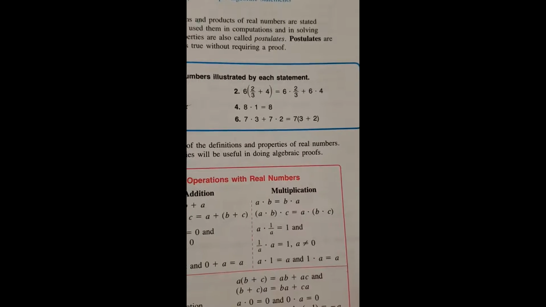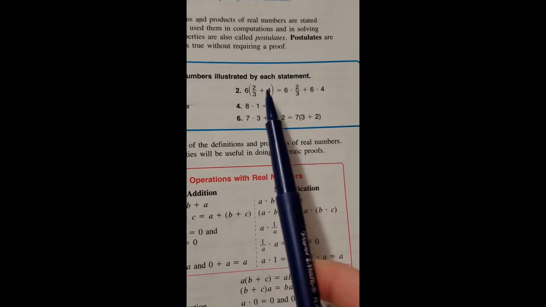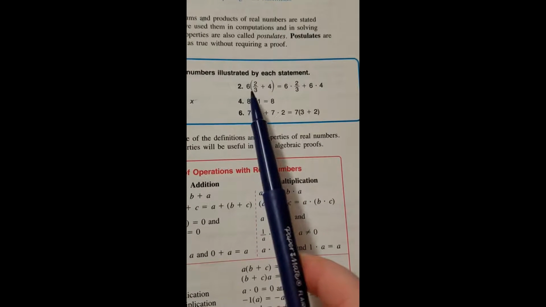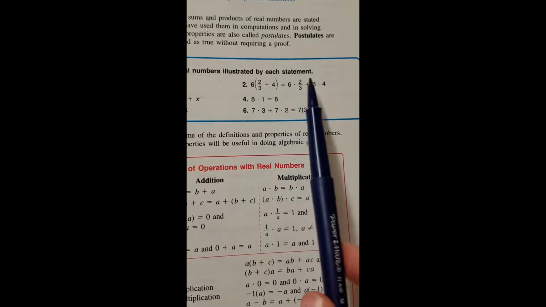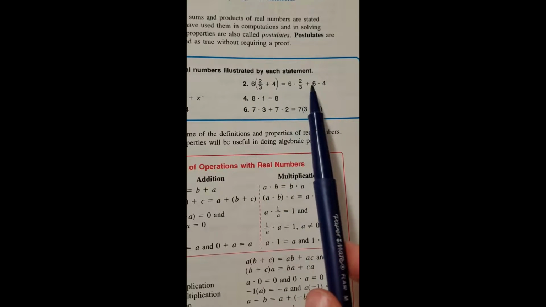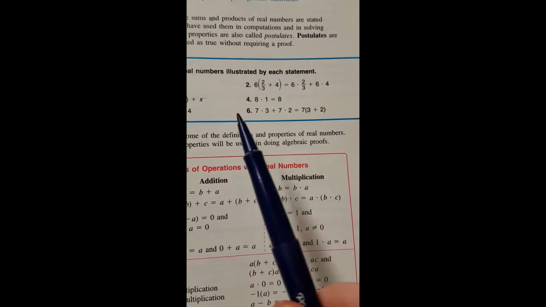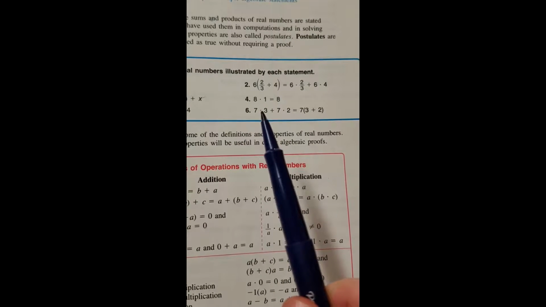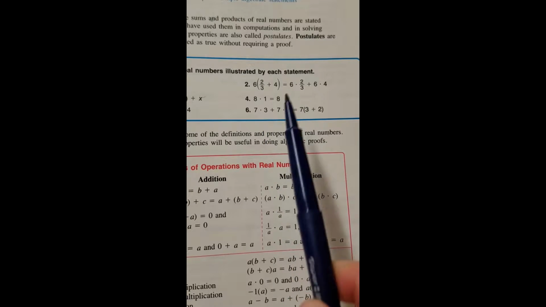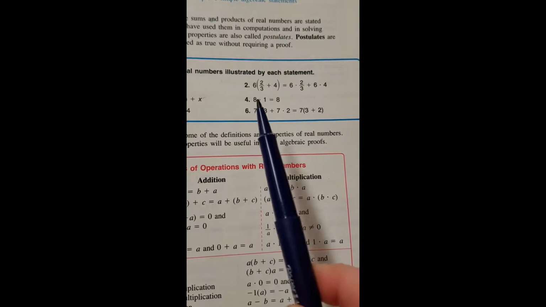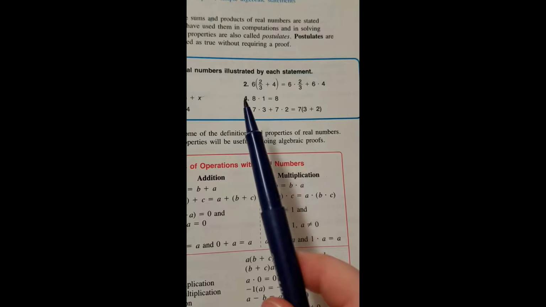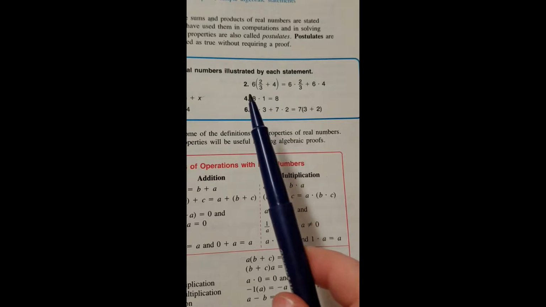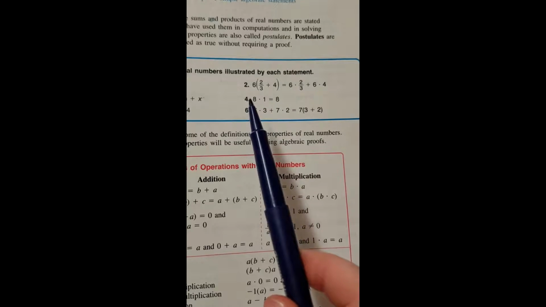Over here, you have the 6 on the outside and then the 2/3 plus 4 on the inside. And they distributed that 6 and gave one to each of those numbers. That's the distributive property. It doesn't have an "of multiplication" or "of addition" because it's both, so we don't say that for them. For number 4, it says 8 times 1 equals 8. What it started out as is what it ended up as. That's the identity property of multiplication because it's times 1.